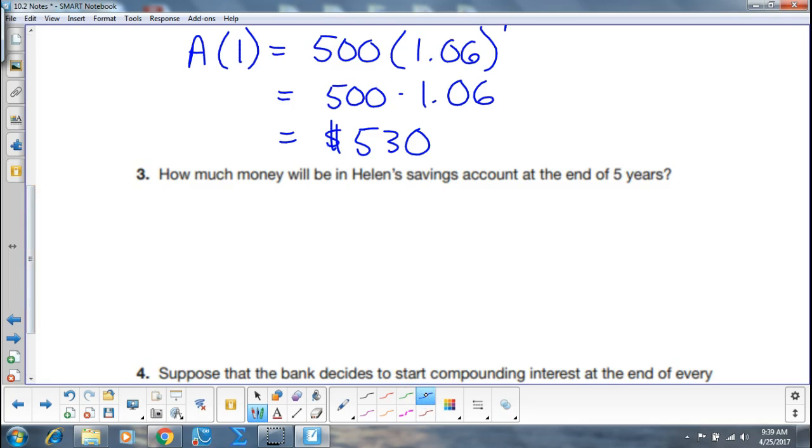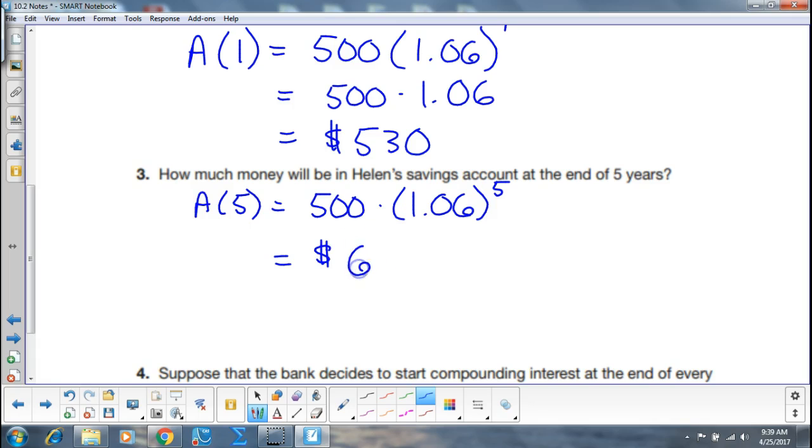Number 3, how much money is in Helen's savings account at the end of 5 years? So now we're looking for A of 5, which is 500 times 1.06 to the 5th power, which I get to be, rounded to the nearest penny, $669.11.